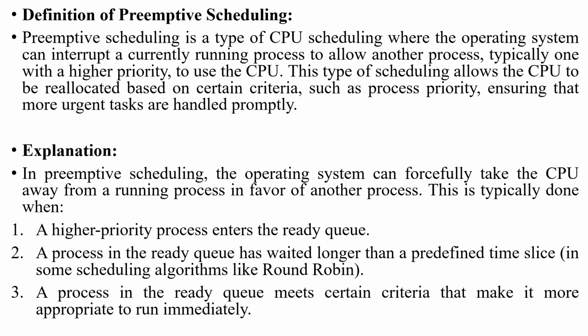Explanation of preemptive scheduling. In preemptive scheduling, the operating system can forcefully take the CPU away from the running process in favor of another process. This is typically done when a higher priority process enters the ready queue, when a process in the ready queue has waited longer than a predefined time slice, or when a process in the ready queue meets certain criteria that make it more appropriate to run immediately.